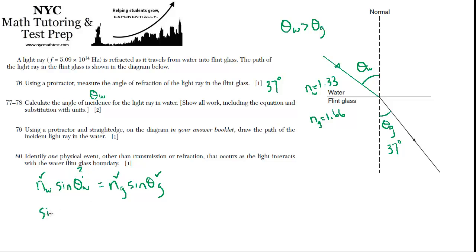So let's get sine theta W by itself, and at the same time let's make the substitutions on the other side. It's going to be NG over NW times sine theta G. So N for glass is 1.66, and that's times sine of 37 degrees, and that's all being divided by 1.33. So let's find out what that equals.